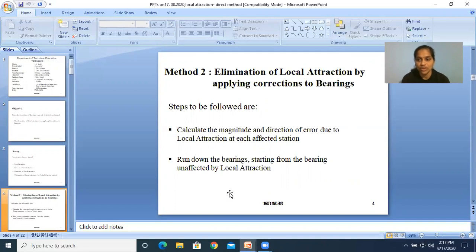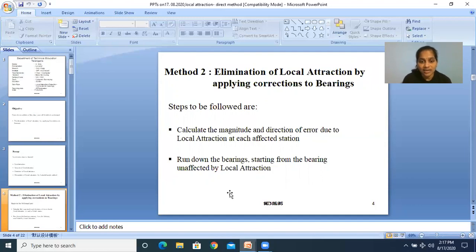Direct method. Today we will see this very important one, as the included angle method is laborious. We are not using it now, so we use this method only. Directly we can apply the correction on the bearings. So what are the steps to be followed to correct the bearings?